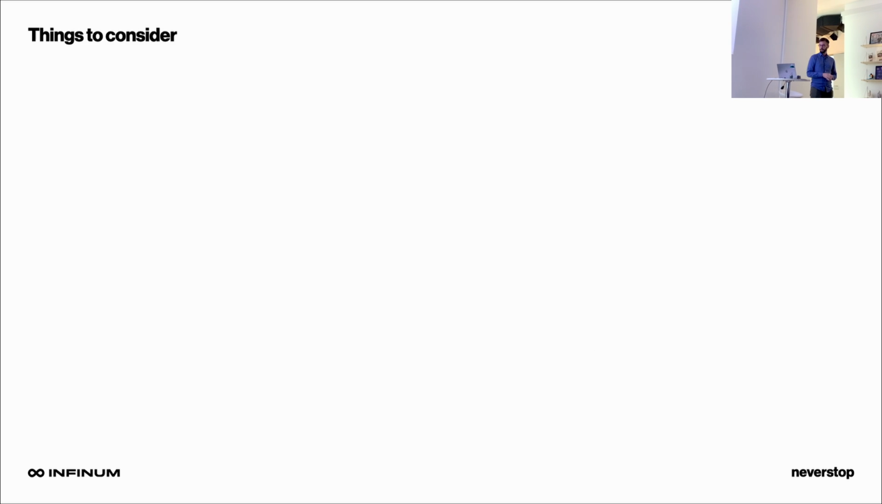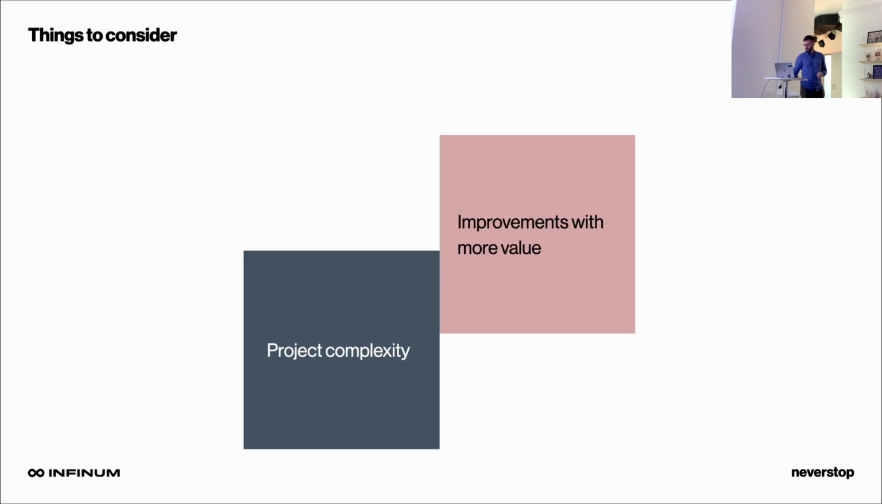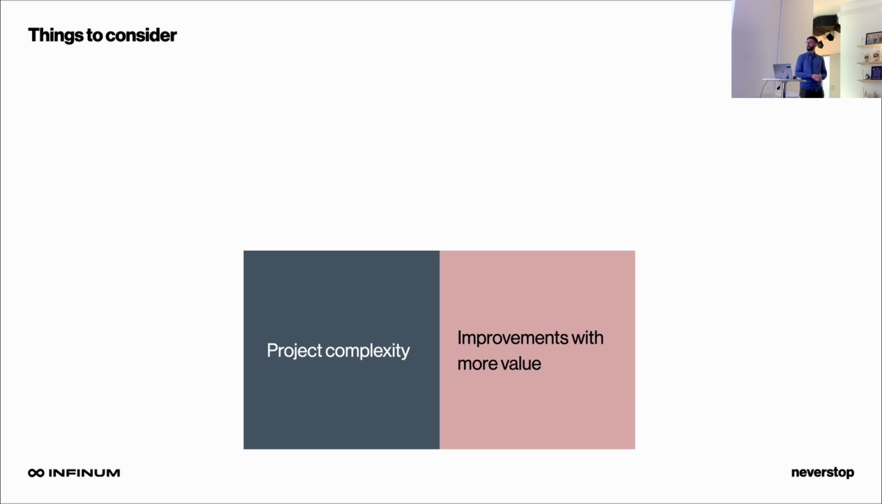So let's just recap the things to consider when we are talking about different strategies. The first one is project complexity. We shouldn't use the same approach when we are working on a complex project or a simpler one. Another one is improvements with more value. If there is something that can be improved, which can bring better value, both to the client and to you as developers, then you should perhaps focus on that one.